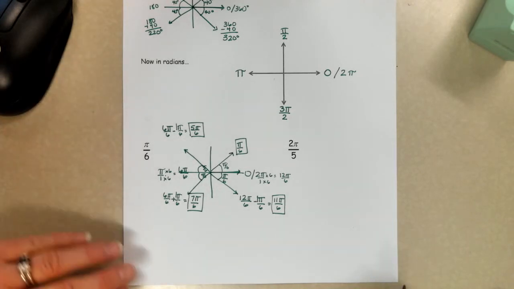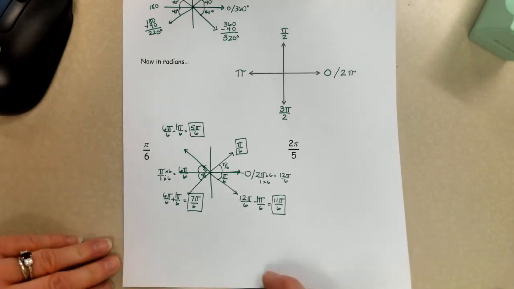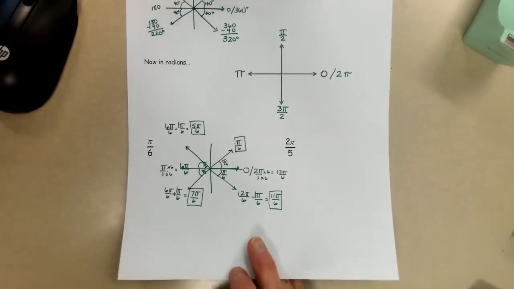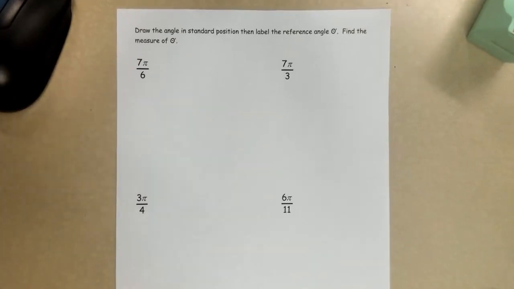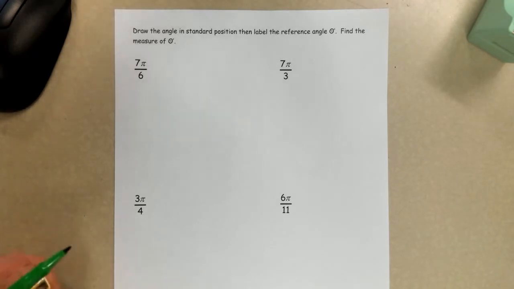Okay, give that a try. See if you need follow-up questions asked in class on that type of problem. And then we'll move on, before the video gets too long here, to the other type of problem that will work with radian measures of reference angles. Draw the angle in standard position and then label the reference angle. Find the measure of the reference angle.